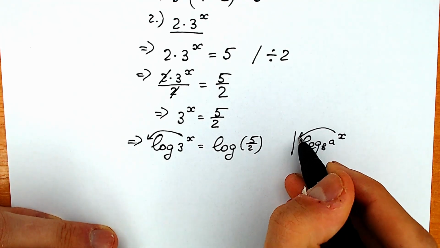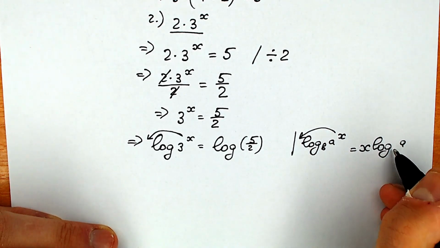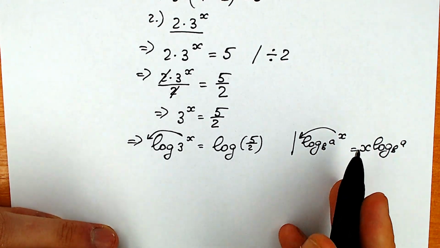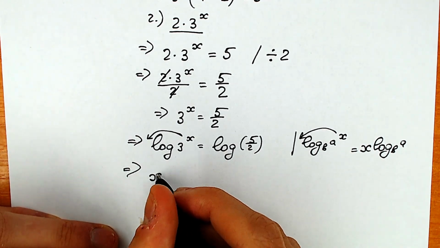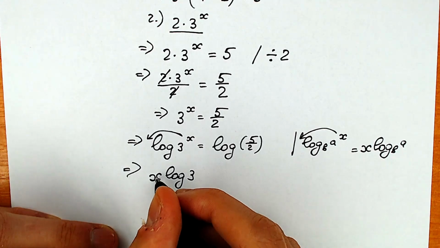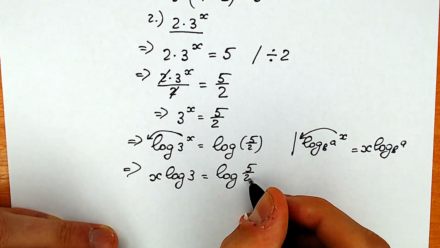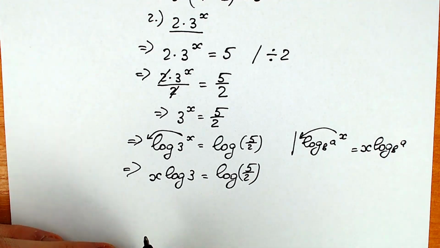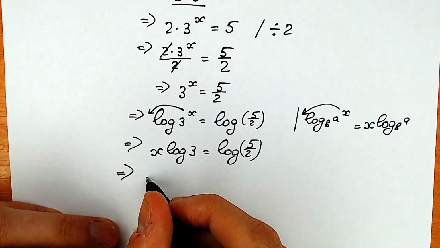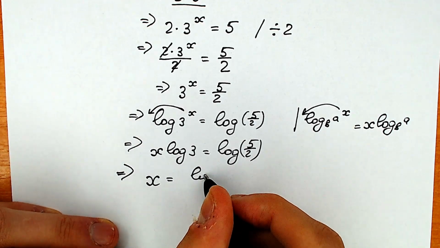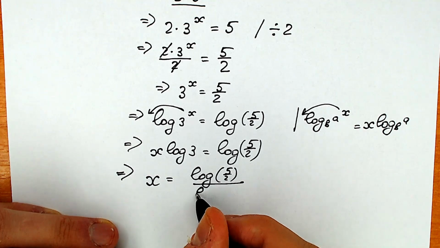This x will come down right here, so our x times log a base of b. All right, so something like that. So this x will come down, so as a result we will have x log 3 equal to log 5 half. And the last tricky move, let's divide both sides by this log 3. As a result, we will have x equal to log 5 half, and we divide it by log 3.